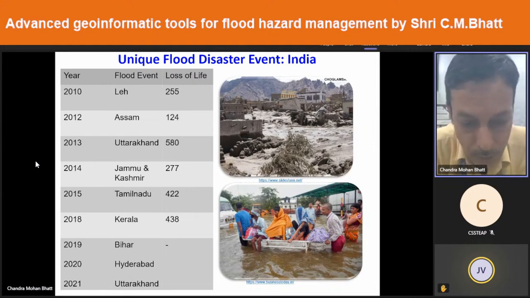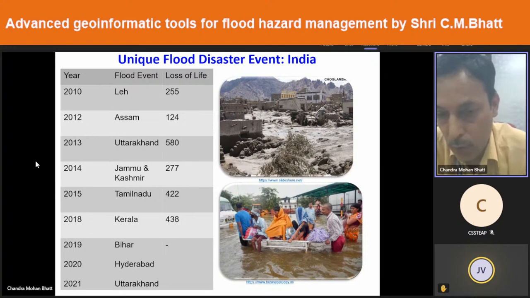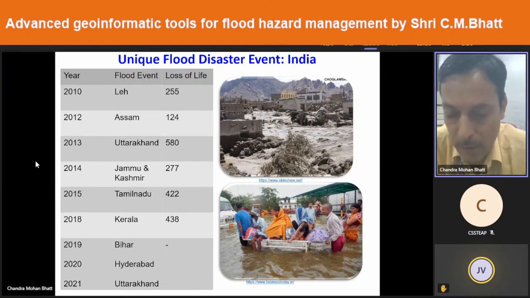If you recall, in 2021 we had the Chamoli flash floods in Uttarakhand. In 2020 we had the Hyderabad floods in late October. In 2019 we had Bihar. In 2018 we had Kerala. In 2015 we had the Chennai floods. So each flood is unique in nature, by its origin, by its characteristics.